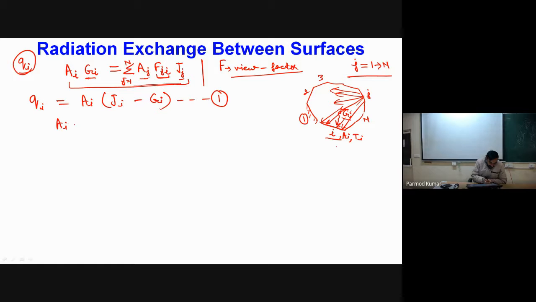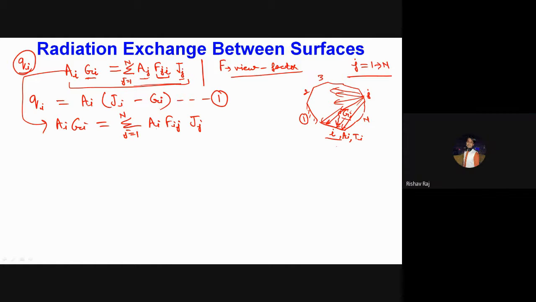Now, can I write this equation like this? Ai into Gi equal to summation j varies from 1 to n of Ai into Fij into Jj. Can I write it like this? Please tell me how I have written Aj into Fji equal to Ai into Fij. How have I written it? Sir, we are just interchanging the subscripts i to j and j to i.